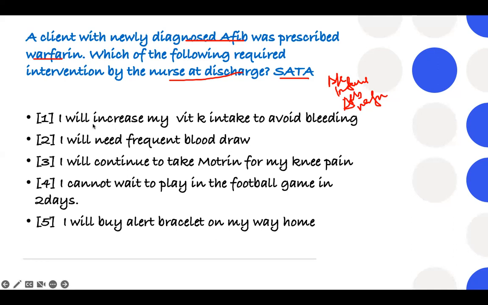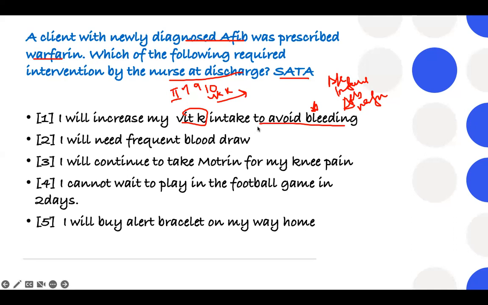So you read each question and evaluate it with your buzzwords. "I will increase my vitamin K intake to avoid bleeding." This is a very important teaching you have to let the patient know. When they take Coumadin, it affects factor 2, factor 7, factor 9, and 10. These are vitamin K dependent factors. Coumadin makes them ineffective so that it can ensure its anticoagulation effect.